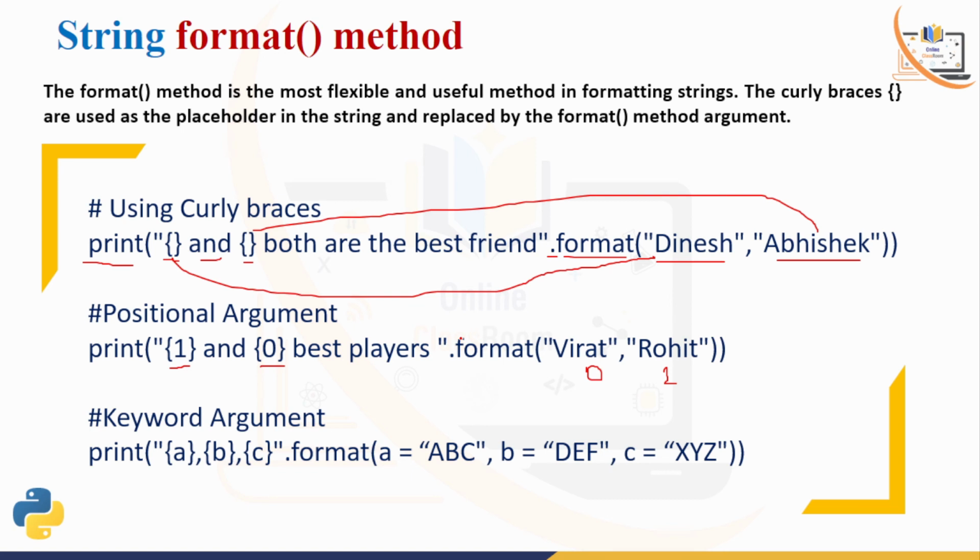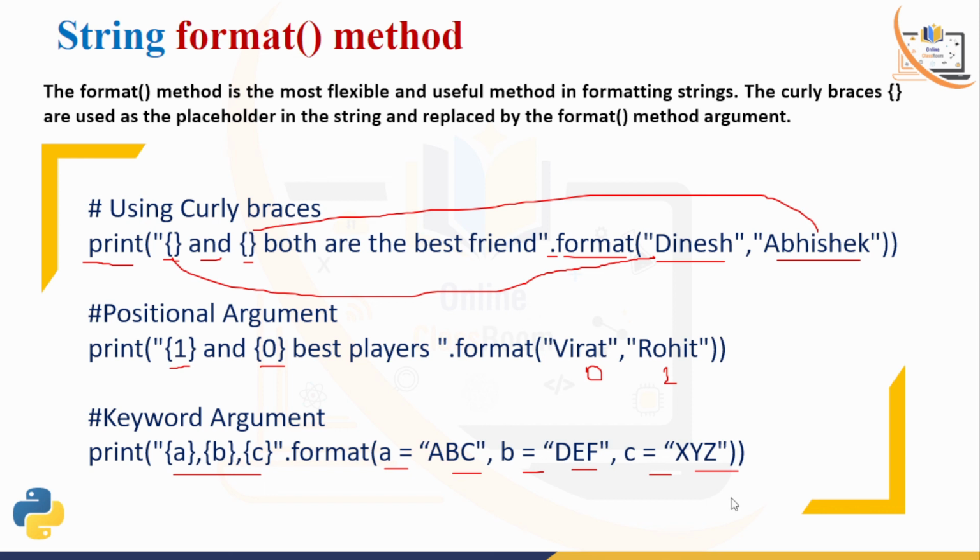And the last one is the keyword argument. So A, B, C. Here you can write the format function in that way also. This is also supported, right? So A means ABC, B means DEF, and C means XYZ, and it will print ABC, DEF, and XYZ, right?